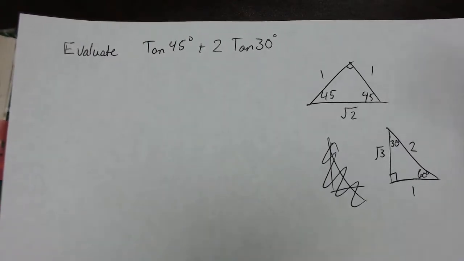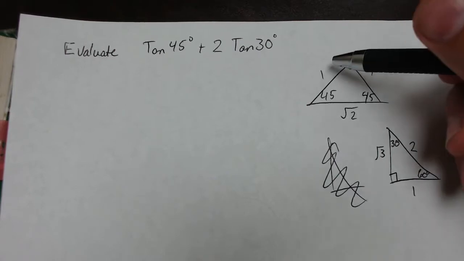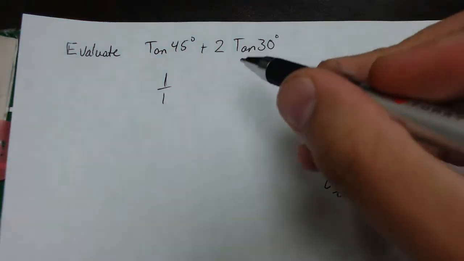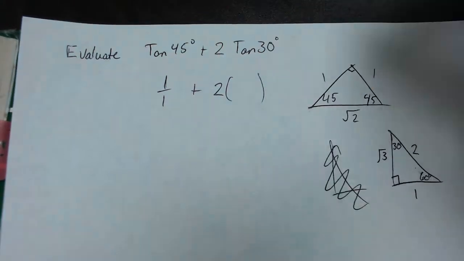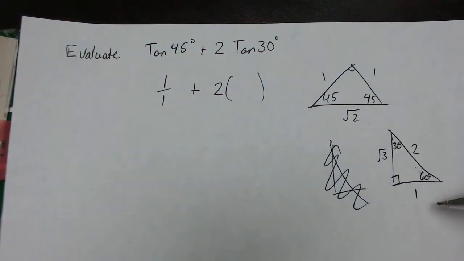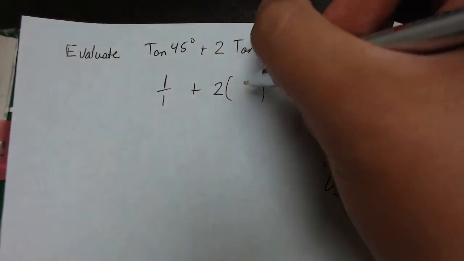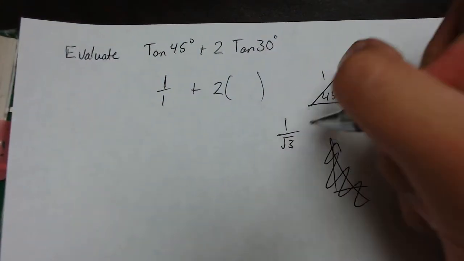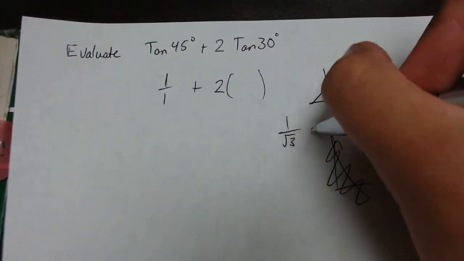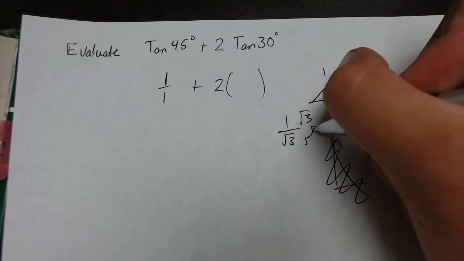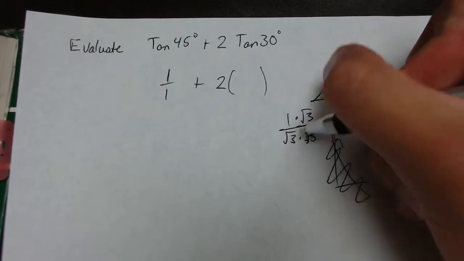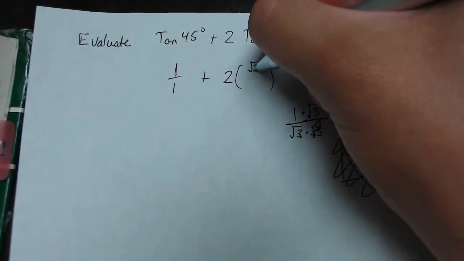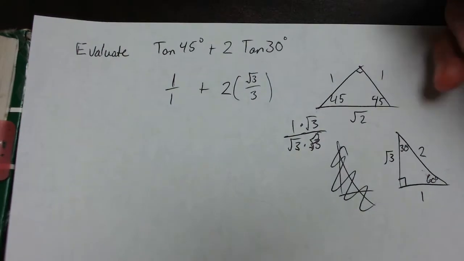So the tangent of 45 is going to be the opposite over the adjacent. So tangent of 45 is just going to be 1 over 1. And then we have 2 times the tangent of 30. So we're going to have plus 2 times the tangent of 30. So we go to 30, opposite over the adjacent is 1 over root 3. But we have to rationalize that. So once we multiply by root 3 over root 3, that'll rationalize to become root 3 over 3 for the tangent of 30.